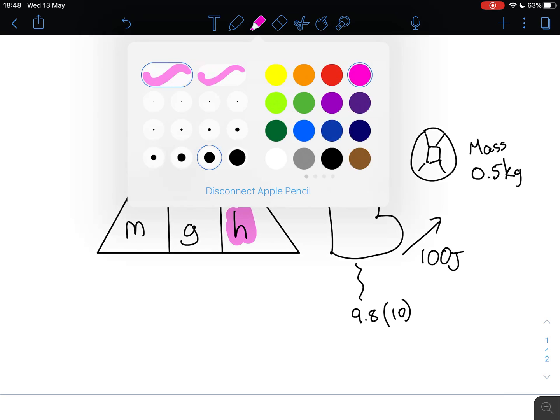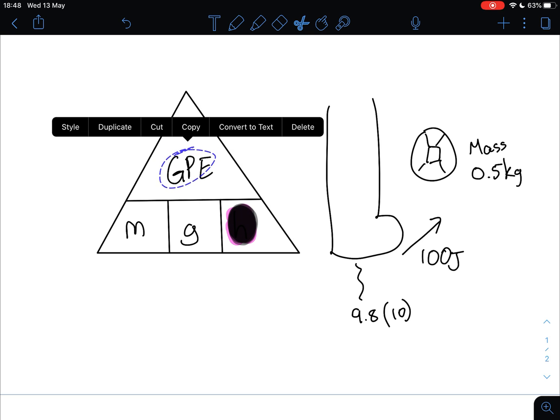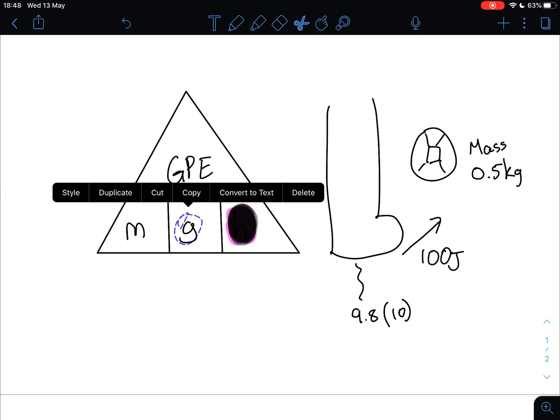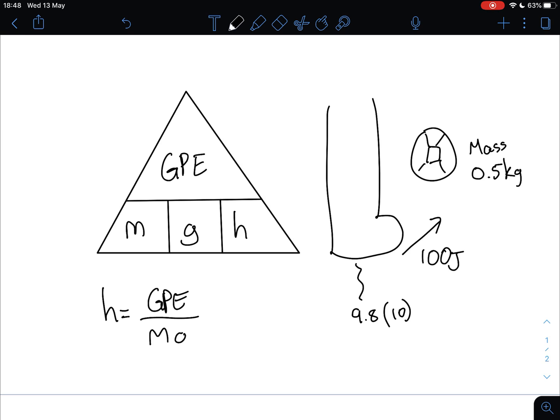So if you remember using the triangle, we cover up the one we want, like so, and we say what we see. We have GPE divided by the mass times gravity all together. So the equation will look like this. I'll just delete the bit off. There we go. We get height is equal to GPE divided by the mass times the gravity.